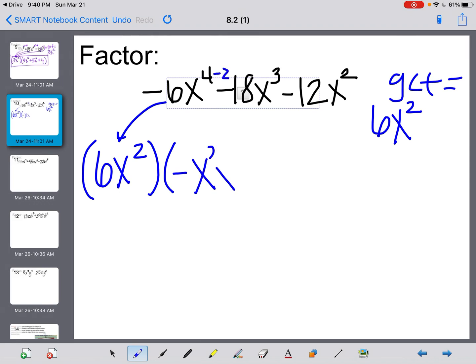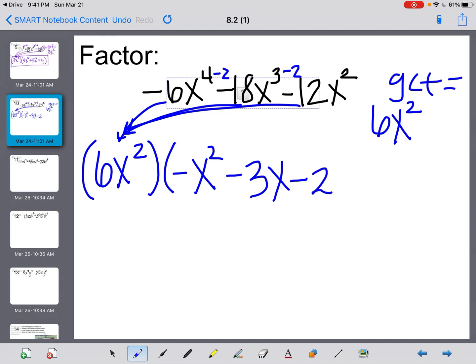So I have x to the second power. Negative 1x to the second power. Then I have this minus. So 18 divided by 6 is 3, and since I pulled 2 x's out already, I only have 1 left. Minus again. 12 divided by 6 is 2, and I pulled 2 x's out, so that actually means I don't have any x's left for that.